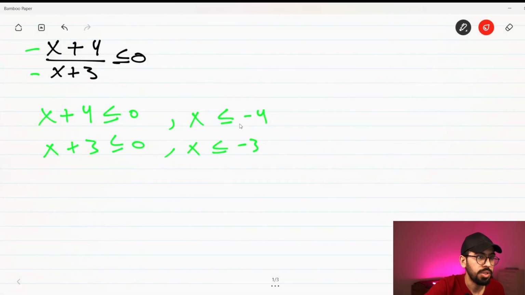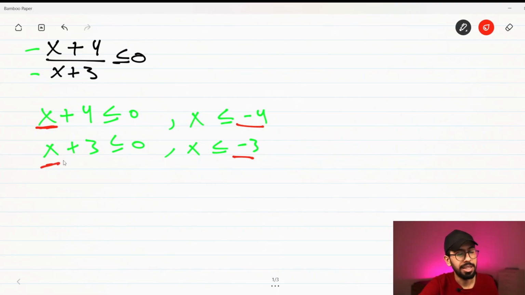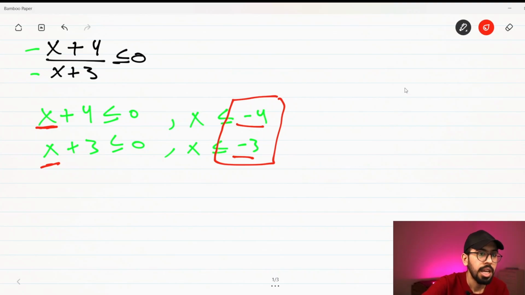That means when we put minus 4 in the place of x, the result will be 0. And when we put minus 3 here, the result will be 0. These two numbers are important in our method, so we need to do this step first and then jump to our method. Our method says that we need to draw a net like that.